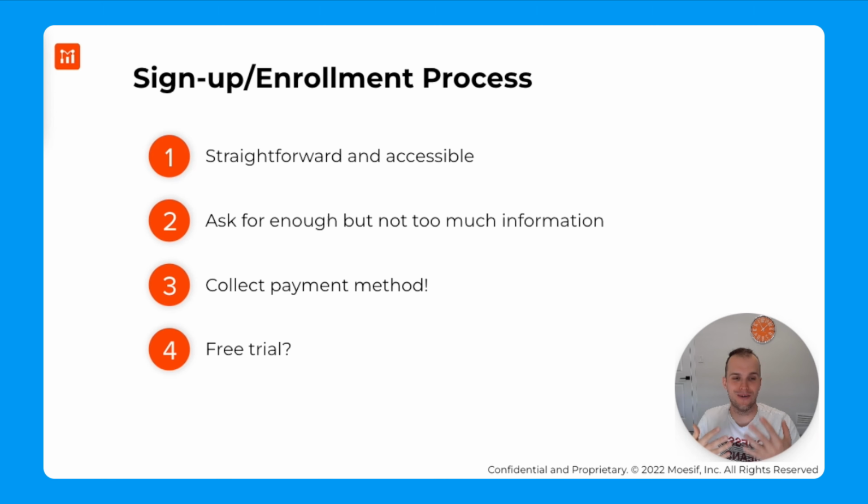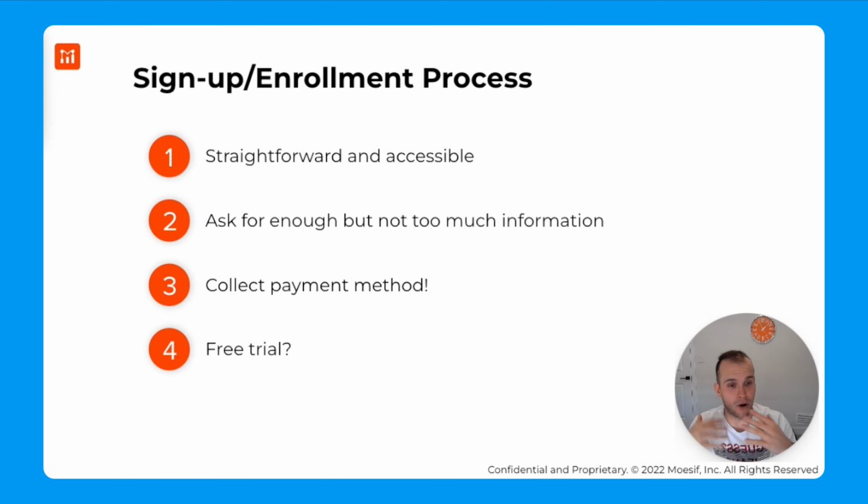You could also do it through a UI, which is probably the more popular of the two. And you really want that to look at these four key factors, which are: is my sign up and enrollment process straightforward and accessible? Are people able to go to the site, register, and essentially begin their subscription?